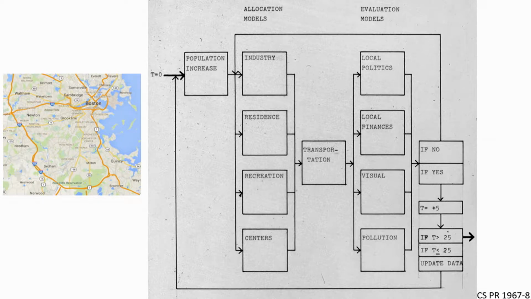Population increase, leading to new industry, housing, recreation, and commercial centers and institutional centers, which change transportation, which are assessed by effect on local politics, local finances, visual quality, and water pollution. If it passes assessment, we move 5 years into the future, and we cycle for 25 years, updating the data as we go. And if the answer is no, we feed back, and we can feed back to any piece of this. That's 1966, 67.